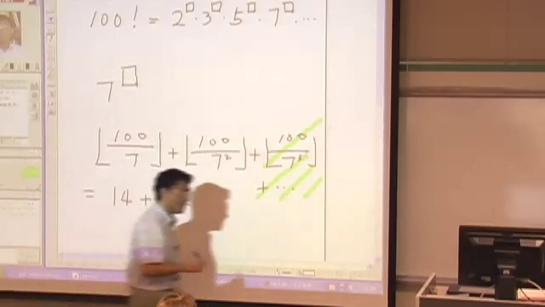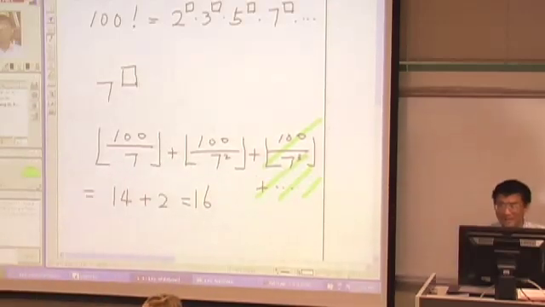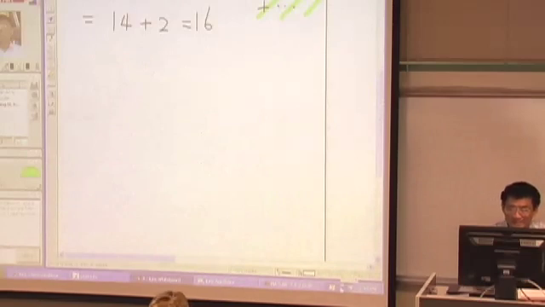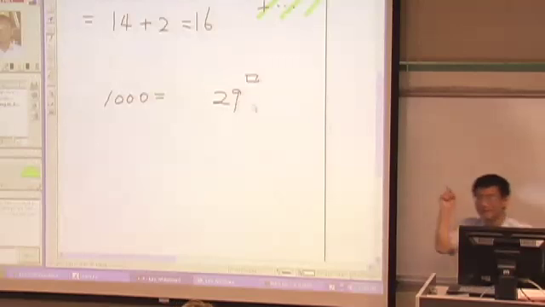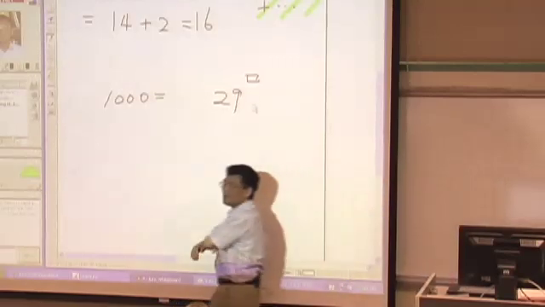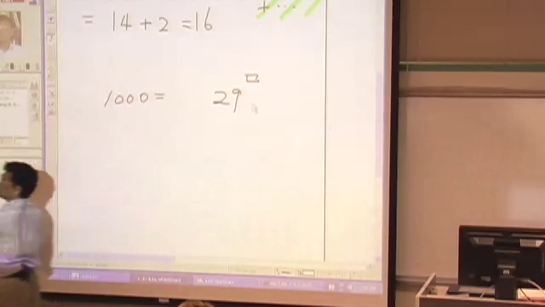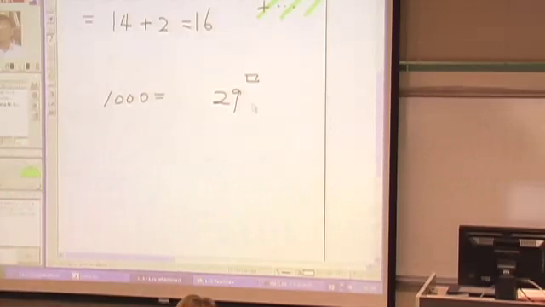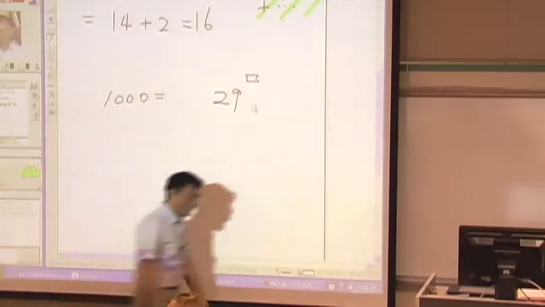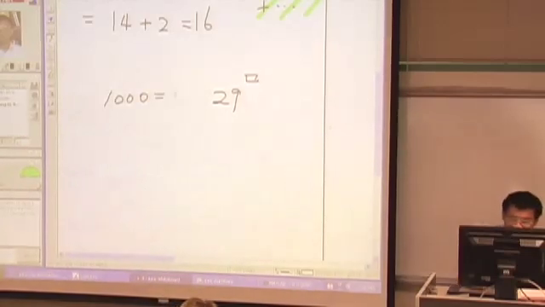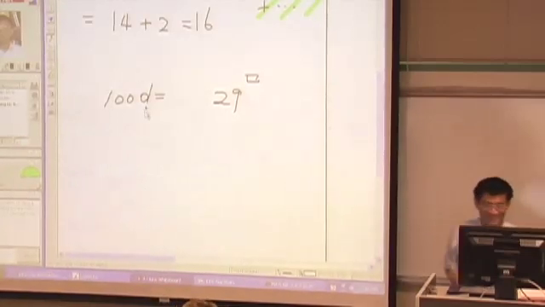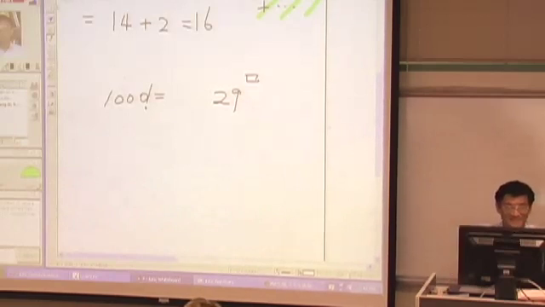So to test it, I will ask this. In 1,000 factorial, how many 29th powers exist? Please find this power. How many 29th powers exist? Sorry, you are right, 1,000 factorial. It doesn't look nice. I'll rewrite it.